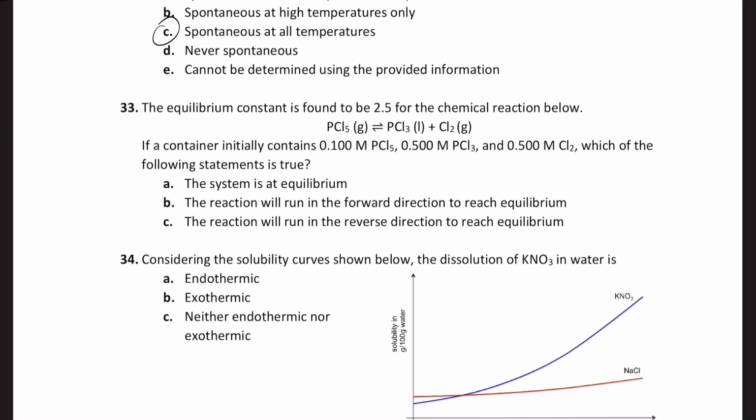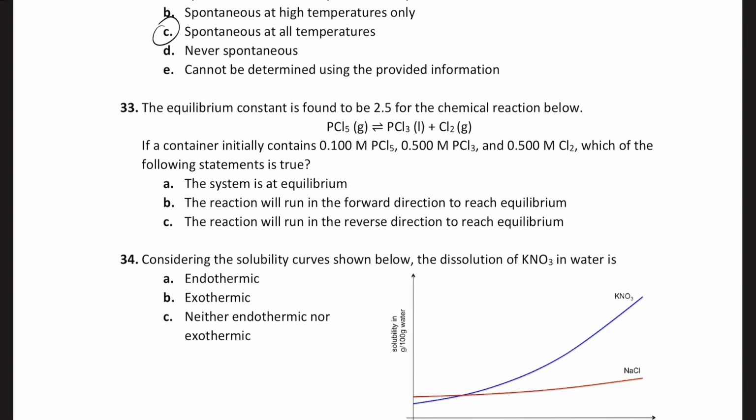33. The equilibrium constant is found to be 2.5 for the chemical reaction below. If a container initially contains 0.1 molar PCl5, 0.5 molar PCl3, and 0.5 molar Cl2, which of the following statements is true? So, let's see.